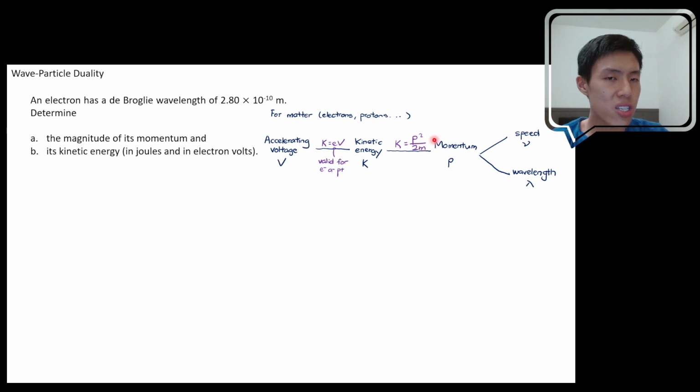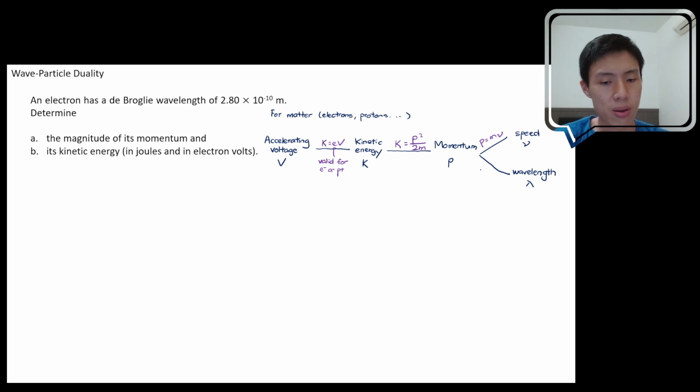So don't worry too much, this is just an exposure, but it will become very significant when you enter university to study modern physics in the future. Okay, so K is equal to P squared over 2m. Momentum and speed, this equation you have learned since Form 4, I think, or Form 1. Okay, P is equal to mv.